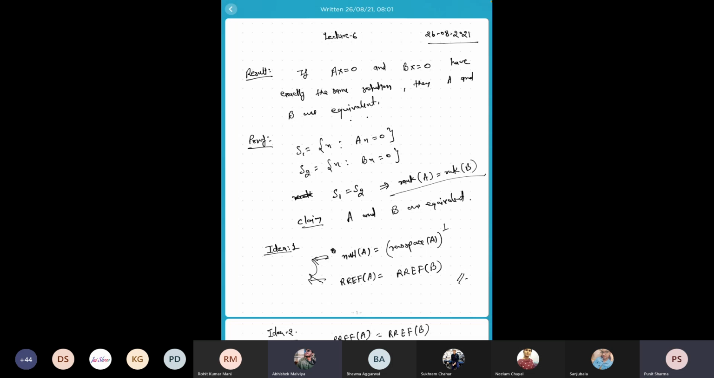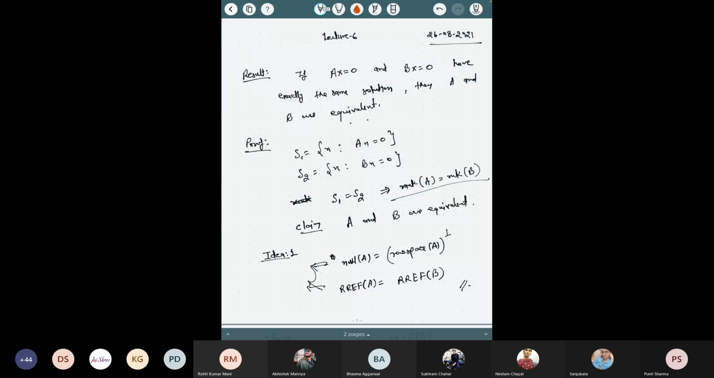Yes, yes. So here we are assuming that A and B have the same size.